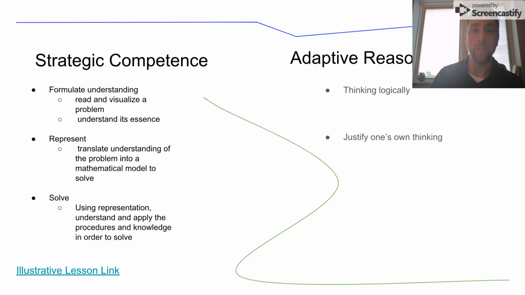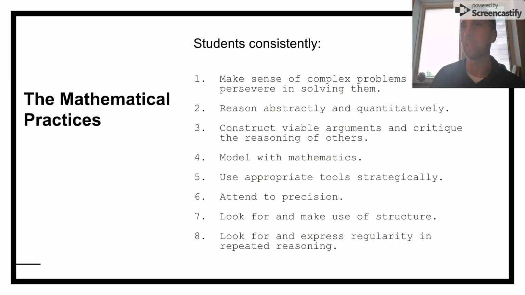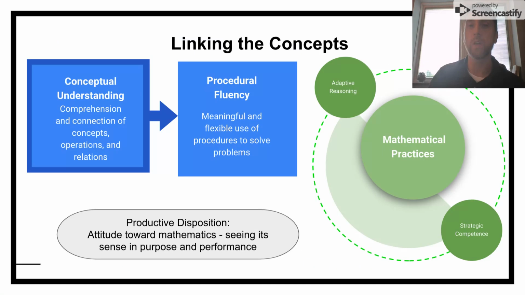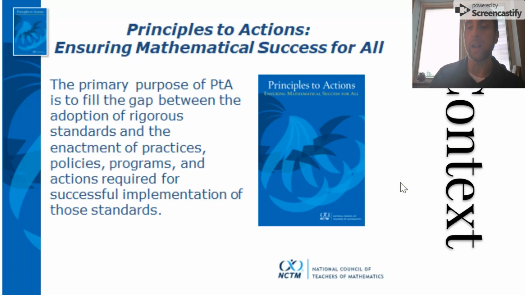That's strategic competence, when kids can do those 3 things: understand the problem, be able to represent it in a way that they can solve it. Adaptive reasoning is their ability to think logically about a situation and then justify that logic. So those things really make up the 8 mathematical practices, which we'll talk about.